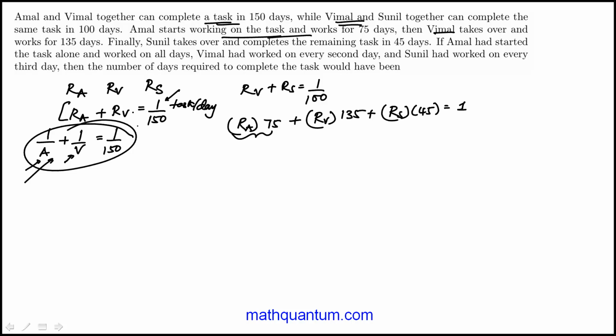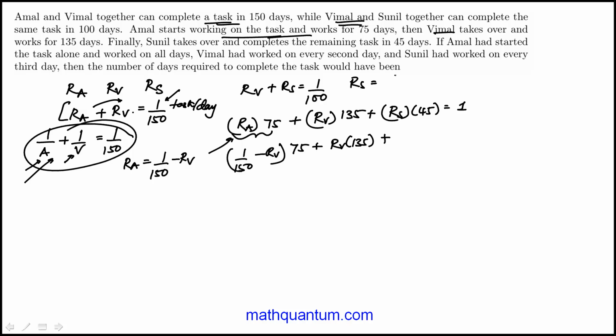Now, I'm going to eliminate the variables by substitution. So here I'm going to express RA in terms of RV, and then substitute that here. Now this is the step where if you can be very quick with the algebra, you can save time. And then here again I'm going to isolate RS in terms of RV.